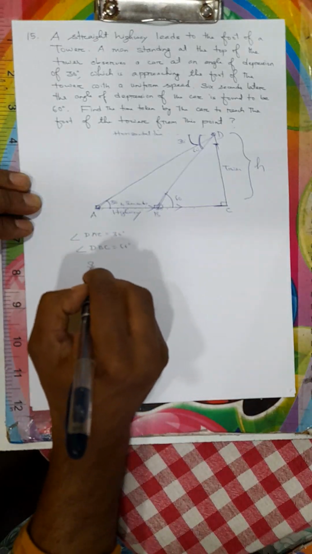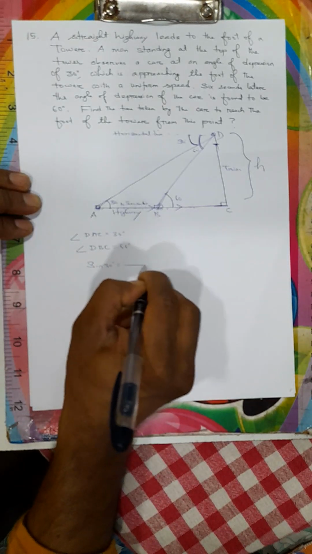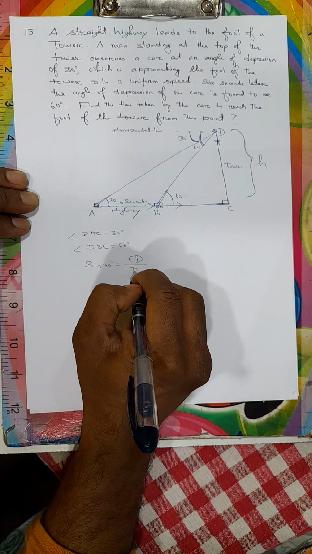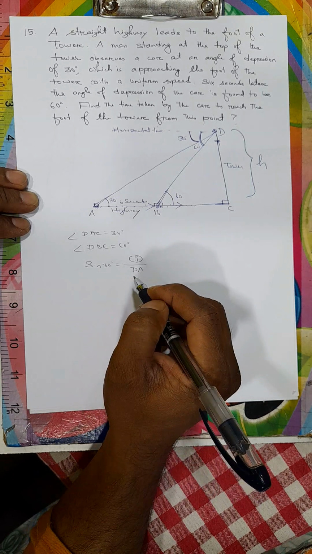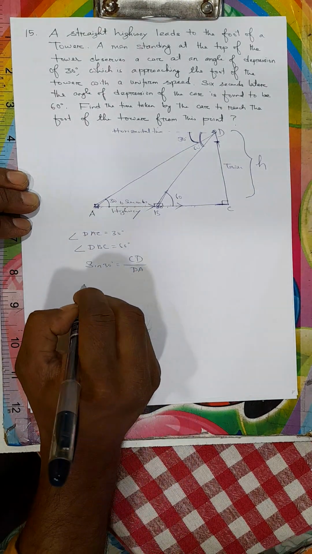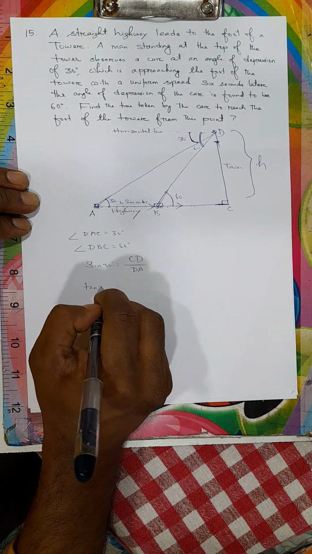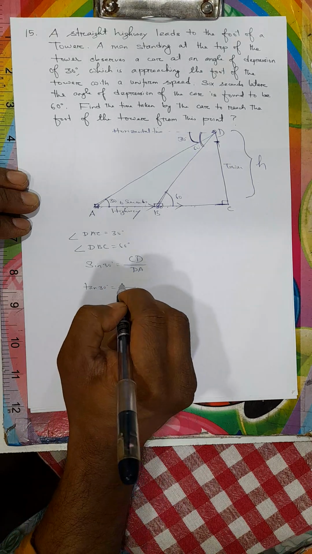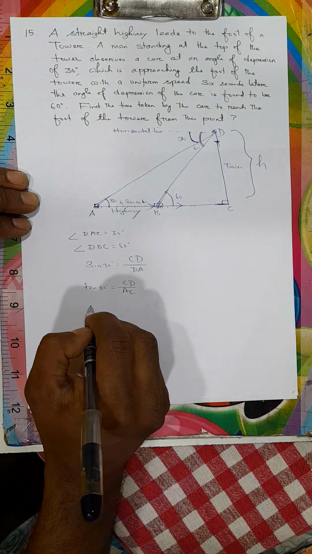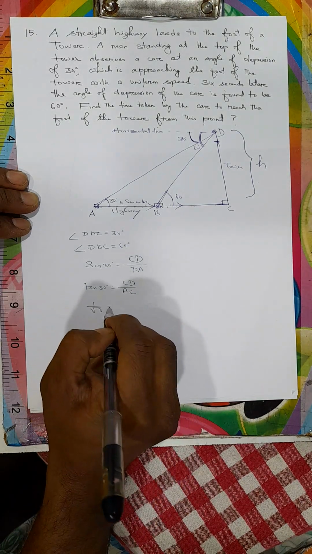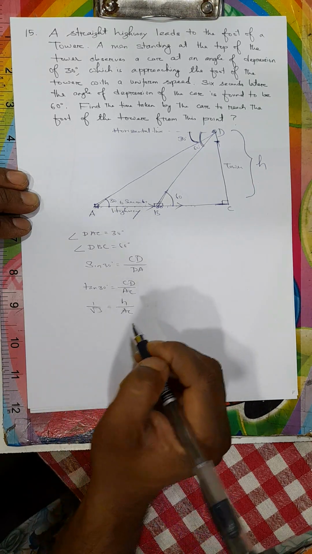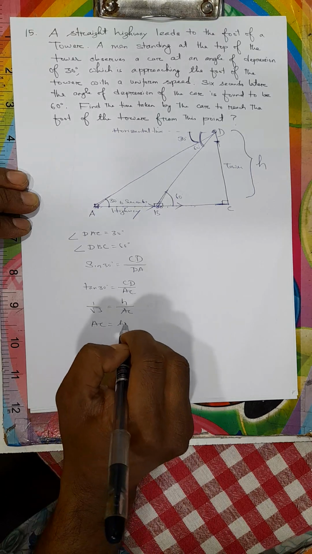So what is sine 30 degrees? Sine 30 degrees equals CD by DA. But DA is not known. So instead of sine 30 degrees, we will use tan 30 degrees. Tan 30 degrees equals opposite CD by adjacent AC. So what is tan 30 degrees? 1 by square root of 3. CD is h, then it is AC. So AC equals h root 3.